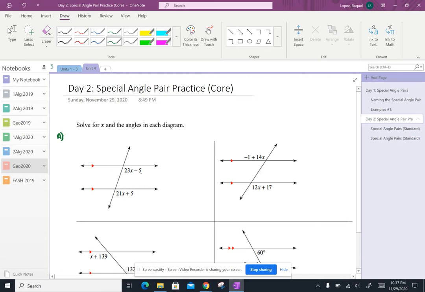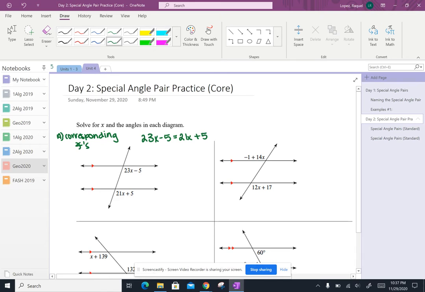Then I want to figure out what the relationship is between the angle measures that they gave me. So I've got 23x minus 5 and 21x plus 5. And so if I'm trying to figure out what the relationship is, I might look at my notes and I might recognize that those are corresponding angles. And one thing we know about corresponding angles is that they are congruent. So an equation that I can set up is 23x minus 5 equals 21x plus 5.